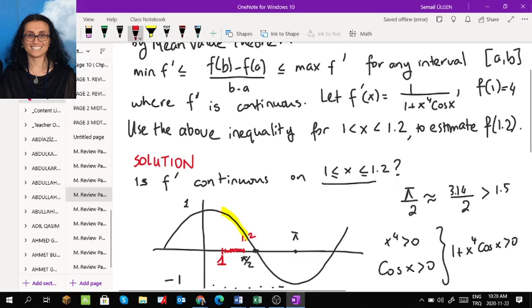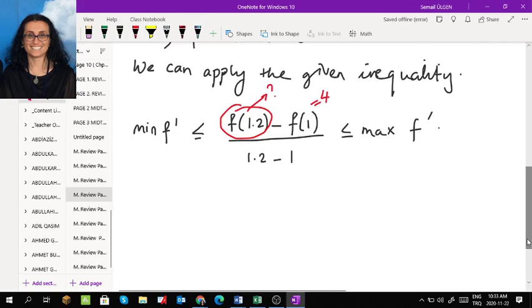Okay, or in other words, let's look at this picture. Whenever we are in here, the cosine values... So 1 over 1 plus this is going to be taking the biggest value when... Next question is, how are we going to find minimum f and maximum f? How do we find minimum f prime and maximum f prime?